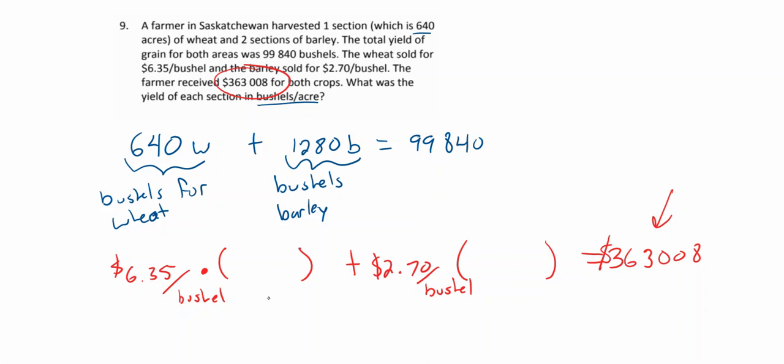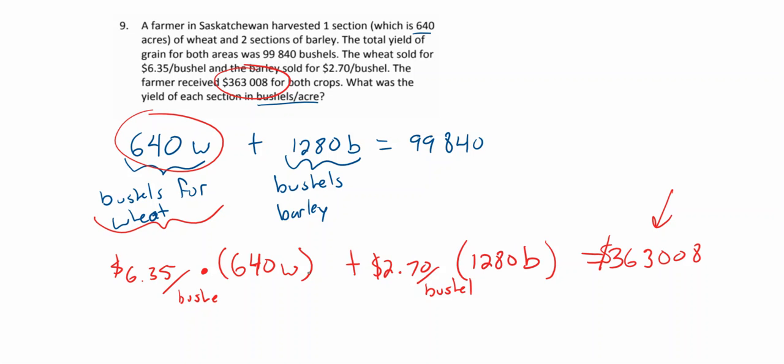So I want to multiply by something here that's going to cancel out bushels, right? So I want this first one to be the bushels for wheat. We'll go in here. So what we have to do now is put in 640W, because that is our bushels for wheat. So that'll be 640 times W. And in the other one, that's going to be our 1280B.